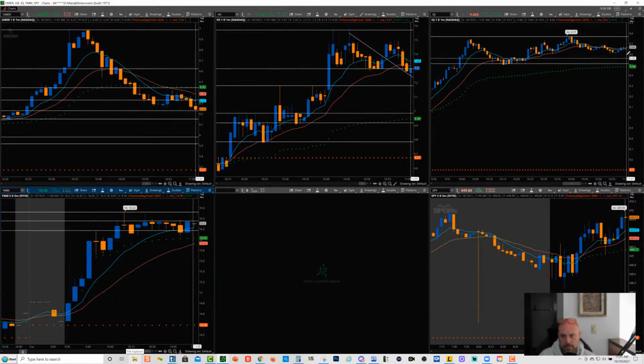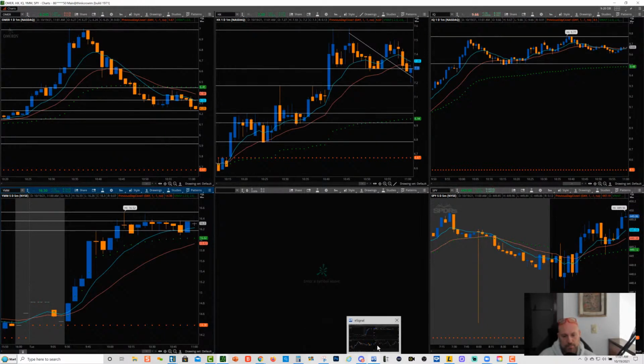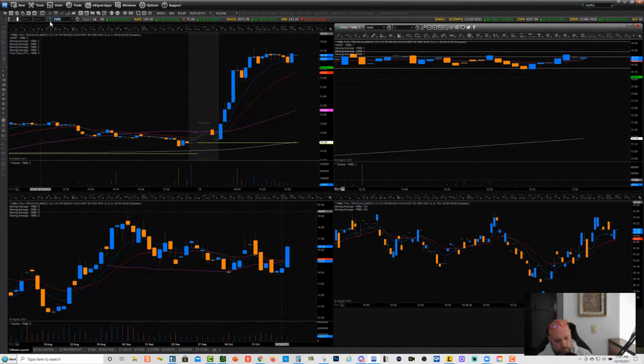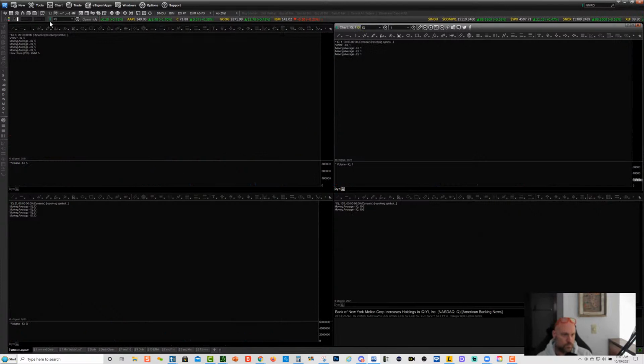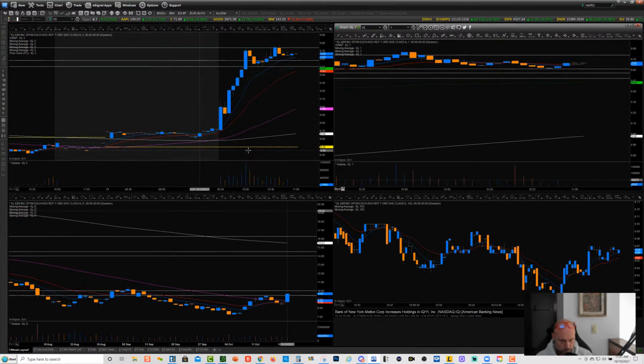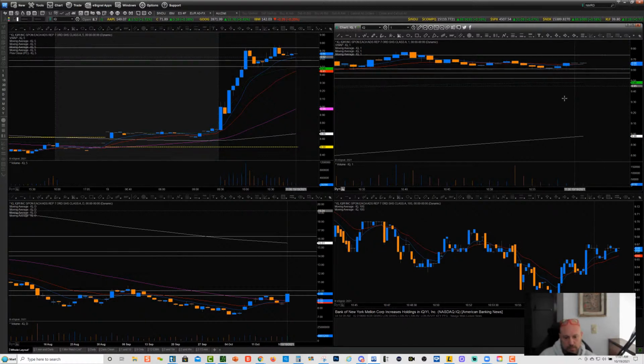IQ might be creeping. Let me pull IQ back up. IQ has that 5-minute hammer, kind of trading sideways at the moment. But this is where, again, it's a higher float stock. See those 5-minute candles pulling back.